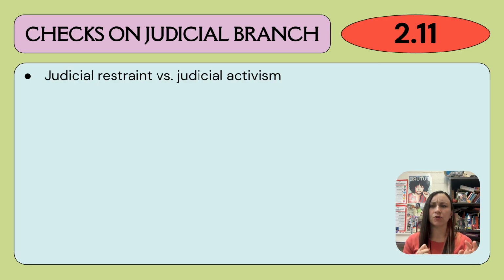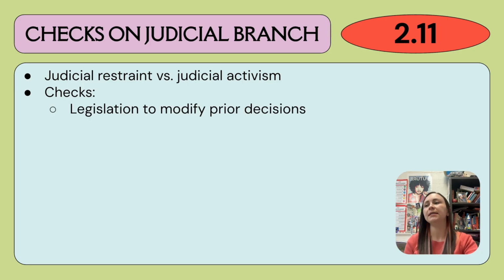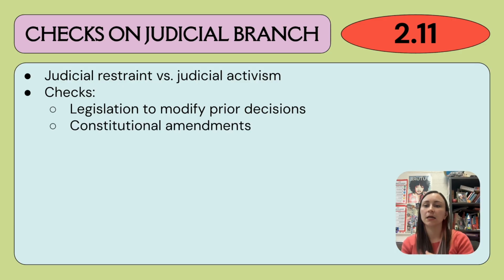Judicial activism is also known as legislating from the bench. So that's something to think about. So, some checks on the judicial branch. Number one is that the Congress, the legislature, can check the judicial branch by passing legislation to modify prior decisions. And so that can mean they can pass laws that say, hey, we know the Supreme Court decided this about this specific law. Now we're going to pass a new law, and this is going to change how that decision is played out in real life. They can also pass constitutional amendments.